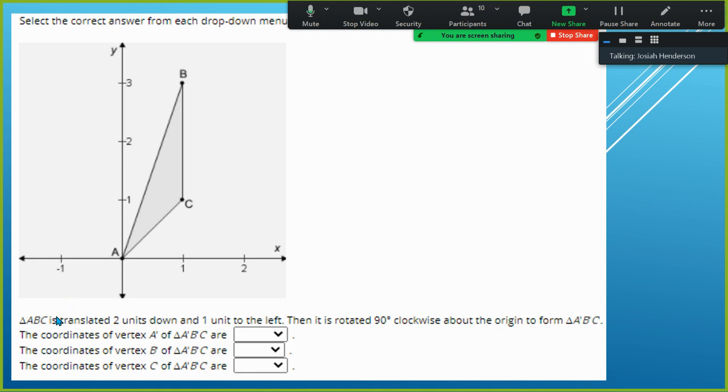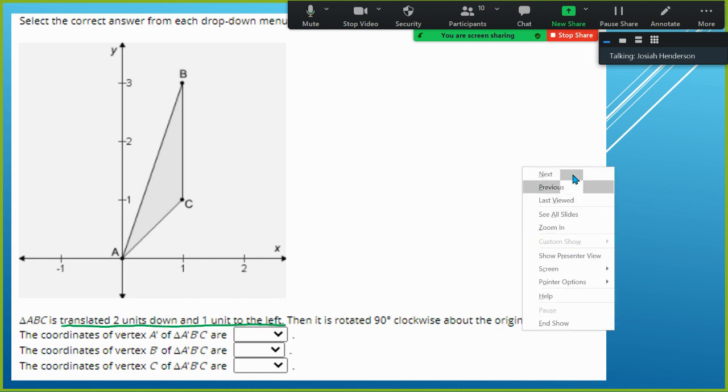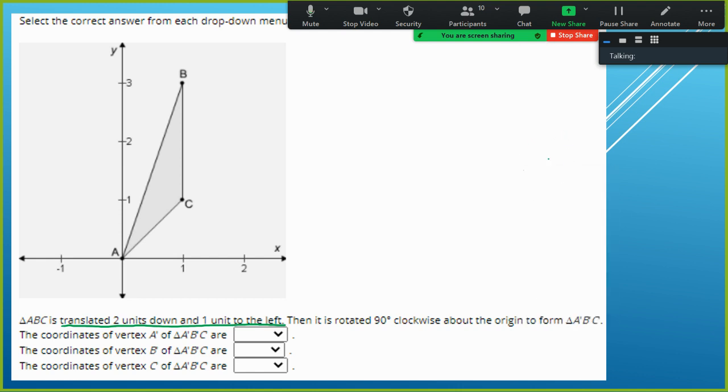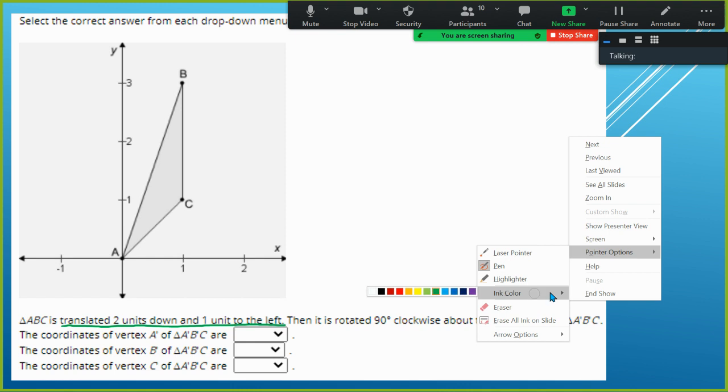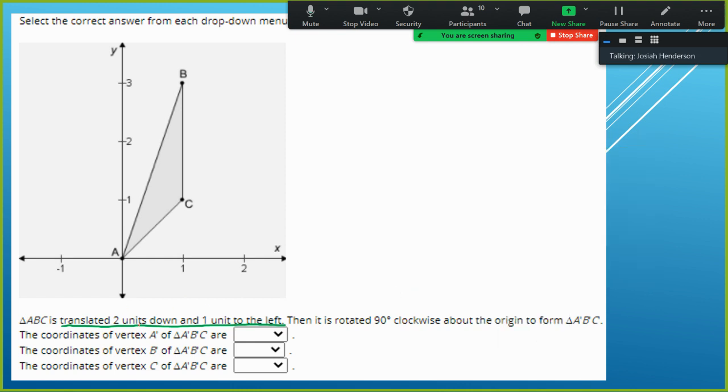And then below in words, it's telling us triangle ABC is translated 2 units down and 1 unit to the left. Then it is rotated 90 degrees about the origin to form A prime, B prime, C prime. So first move will be in green. Second move is rotating 90 wherever we got in green, wherever we got after doing our translation. And then they want us to list the final points for A, B, and C in the boxes.